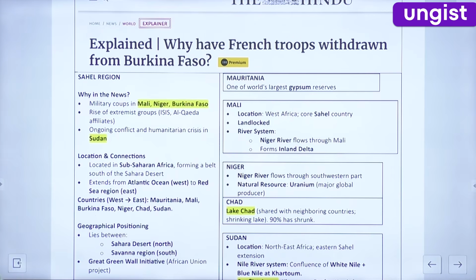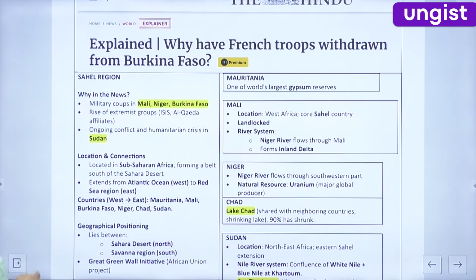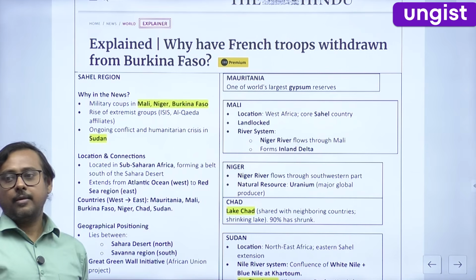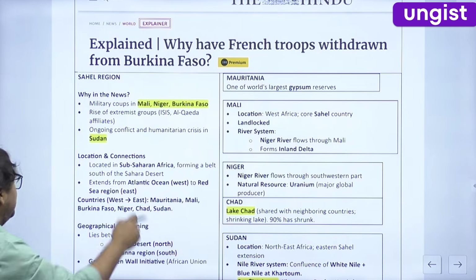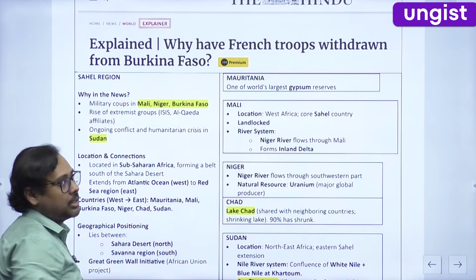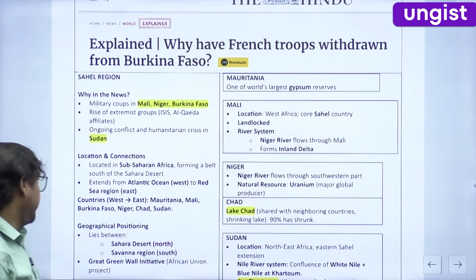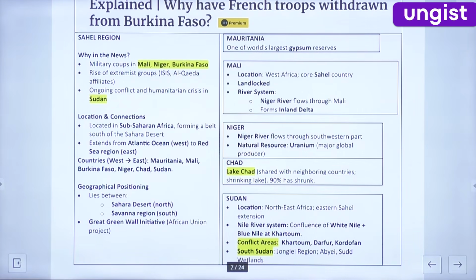So again, the Sahel region is in the news because of the conflict and humanitarian crisis in Sudan, the largest as I've said. Then the rise of extremists, ISIS and Al Qaeda affiliates. UPSC will not name those terms, but they might ask about extremism, because UPSC has asked about military coups in the Sahel region. These were the countries: Mali, Niger, and Burkina Faso.